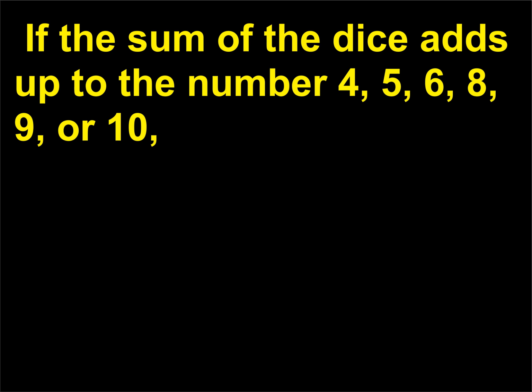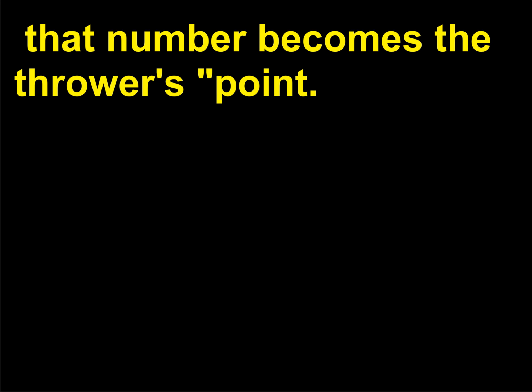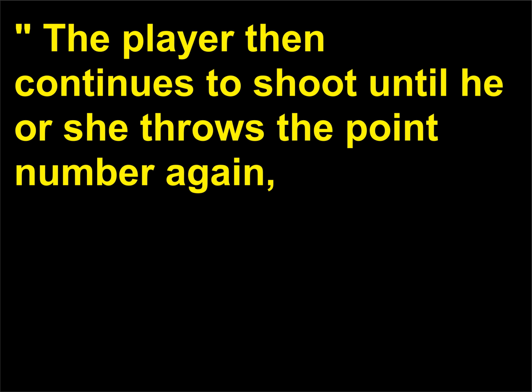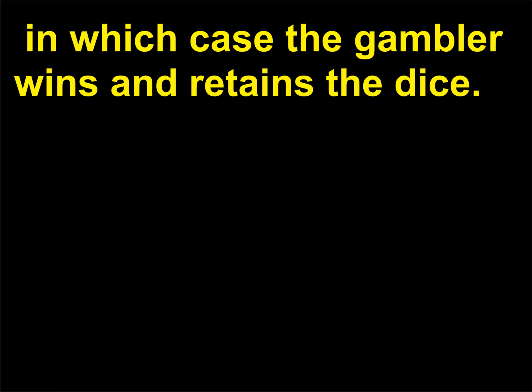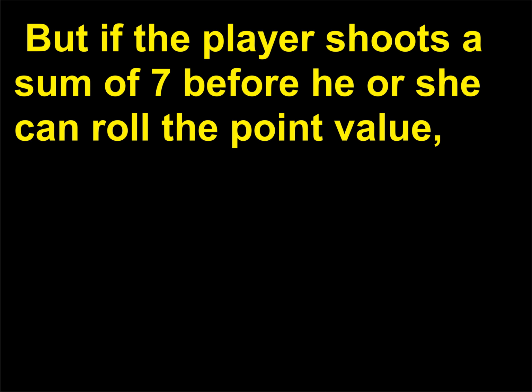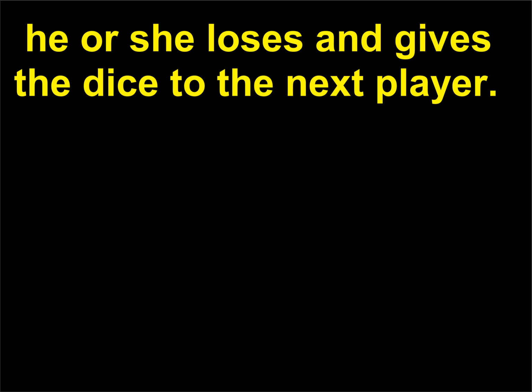If the sum of the dice adds up to the number 4, 5, 6, 8, 9, or 10, that number becomes the thrower's point. The player then continues to shoot until he or she throws the point number again, in which case the gambler wins and retains the dice. But if the player shoots a sum of 7 before he or she can roll the point value, he or she loses and gives the dice to the next player.